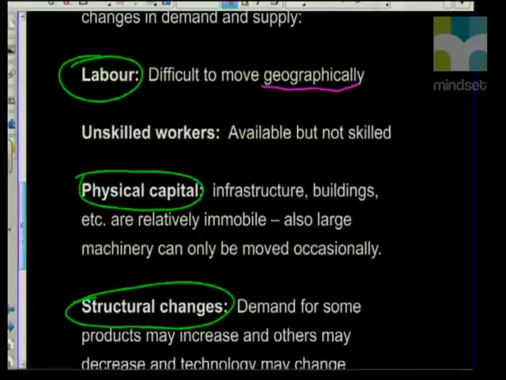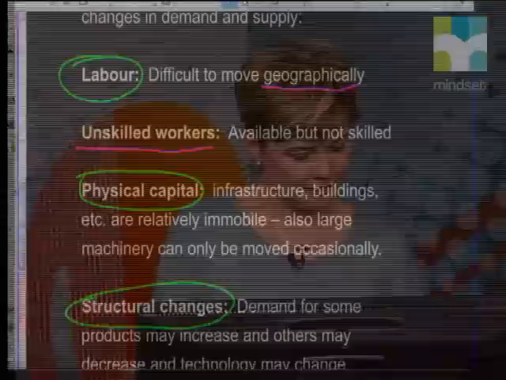Unskilled workers would be another example. There are lots of unskilled workers available, but the problem is with skilled workers, and skilled workers are usually qualified in a specific field. So you cannot tell a teacher of maths, for instance, that as from tomorrow he will have to teach life sciences, because he's a bit immobile, because he's specialized in a specific field.